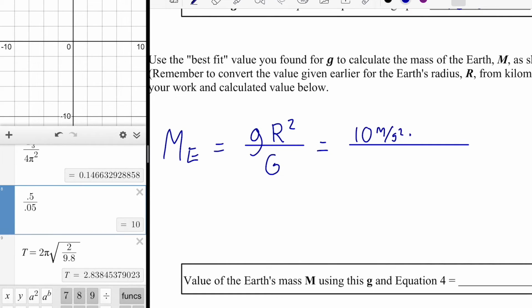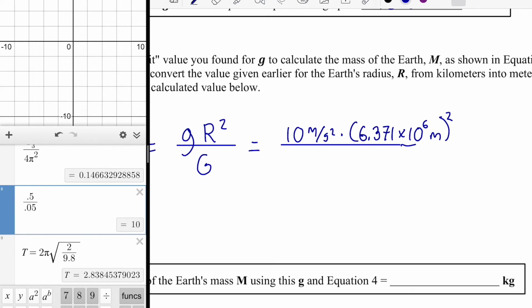You'll probably get a slightly different number. And over here, we're going to have our 6.371 times 10 to the 6 meters, squared. You want that to be in meters, not kilometers, but I give it to you, so it shouldn't be an issue. And then below, you're going to put the value for the gravitational constant, which I know, 6.67 times 10 to the negative 11, and it'll just be Newton meter squared over kilogram squared.